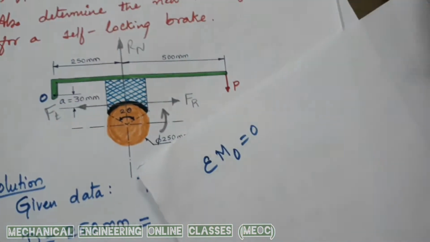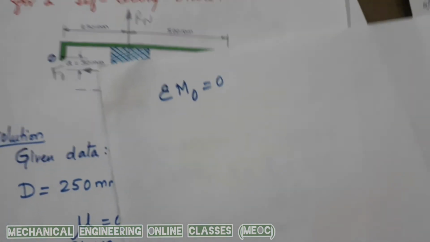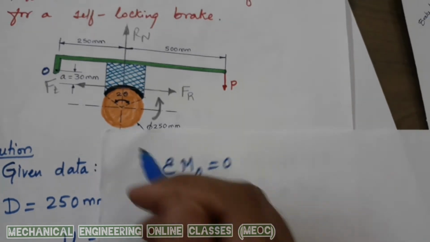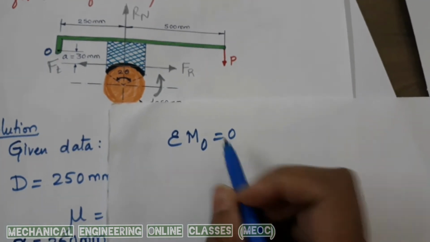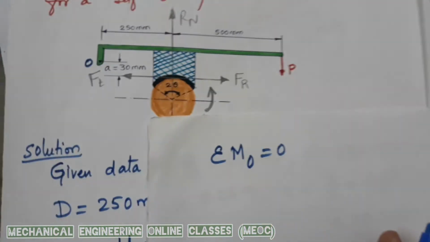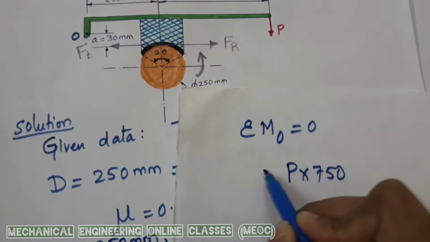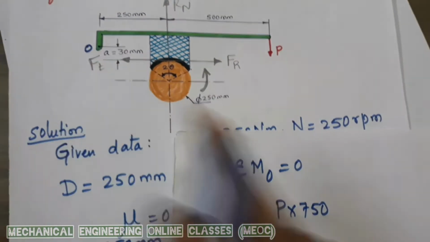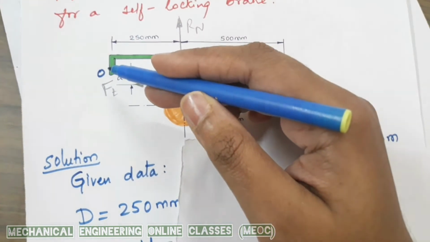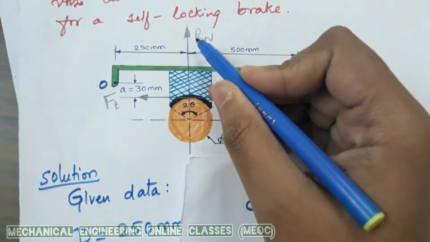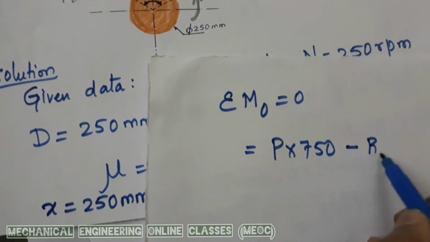Now here also I am using the same convention. Clockwise moments are positive, anti-clockwise moments are negative. So P is a force producing clockwise moment. So the total length is 750. 750 into P is the moment of P about O. Then Rn is producing an anti-clockwise moment, which is negative for me. So this distance x is 250. So Rn into 250 is the moment of Rn about O. Because it is in anti-clockwise direction, I have taken it to be negative.